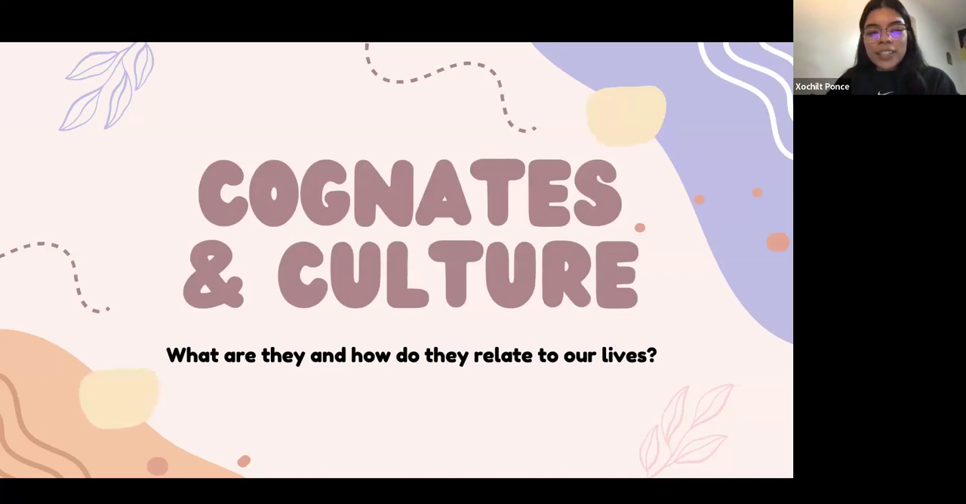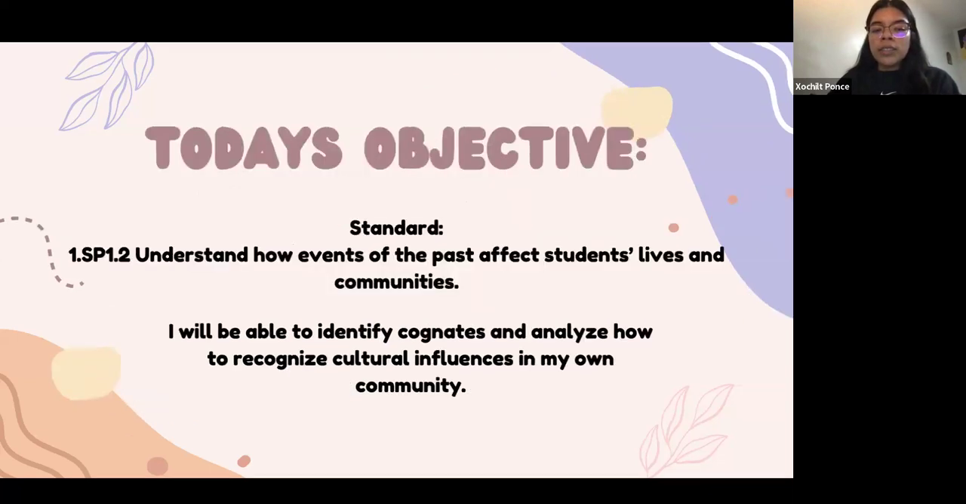So, hello, my first graders. Today we will learn about what cognates are and talk about our culture. Our standard is understand how events of the past affect students' lives and communities. Now let's read our objective together as a class. I will be able to identify cognates and analyze how to recognize cultural influences in my own community.